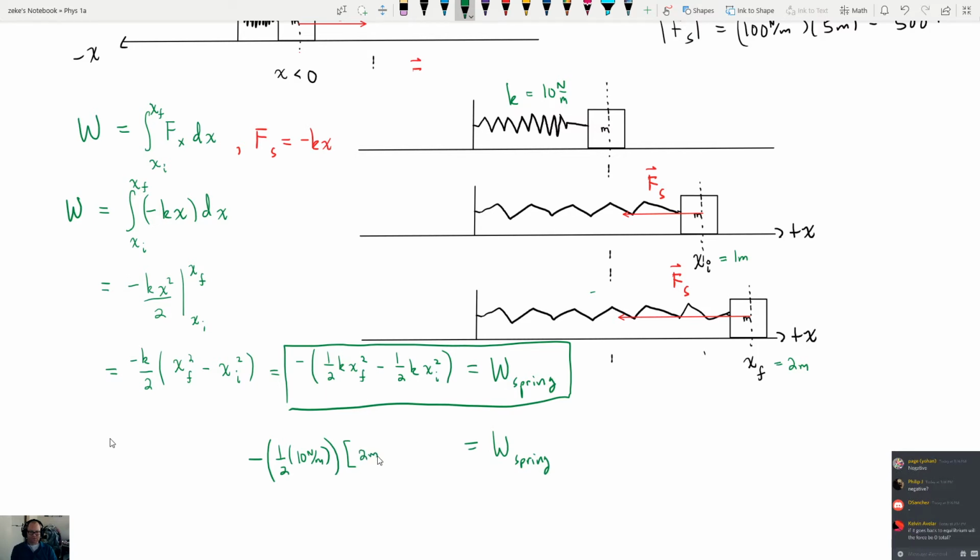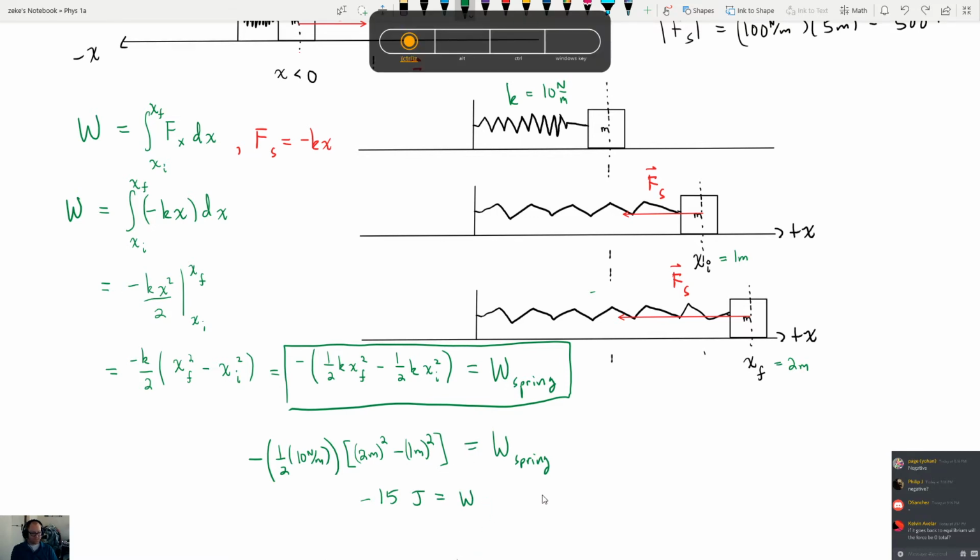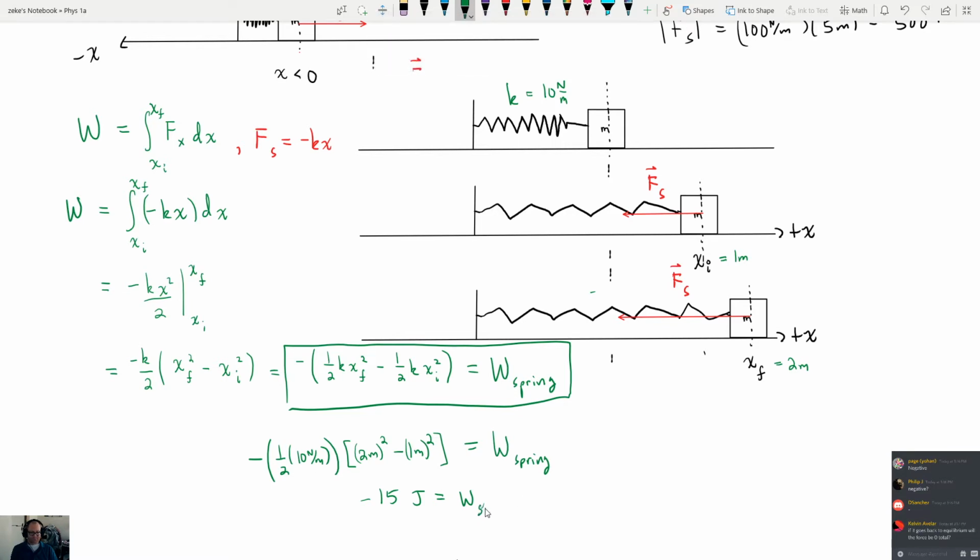So it'll be 2 meters squared minus 1 meter squared. So I think what we're going to get is 4 minus 1, which is 3, times 10, which is 30, divided by 2, which is 15. So we're going to get negative 15 joules. So it is negative. So if it moves from positive 1 to positive 2, the work is negative.